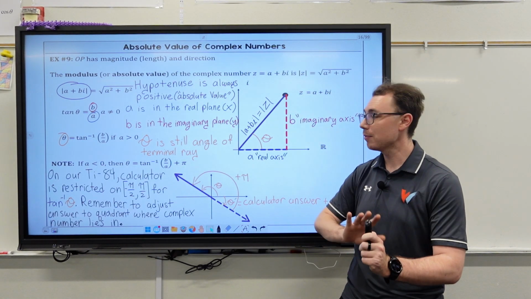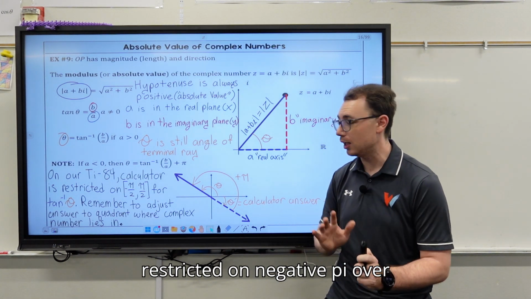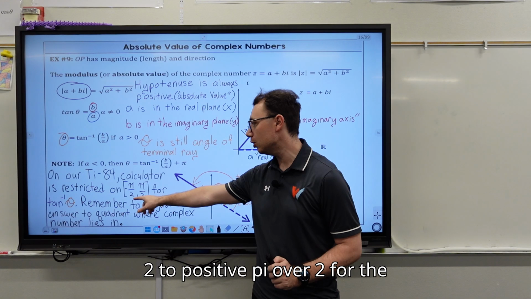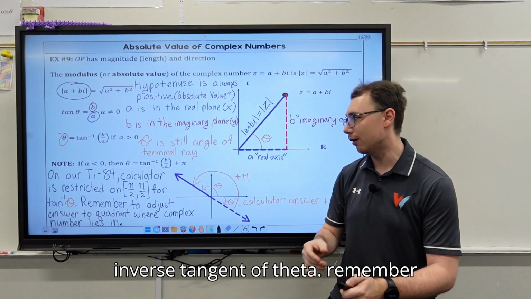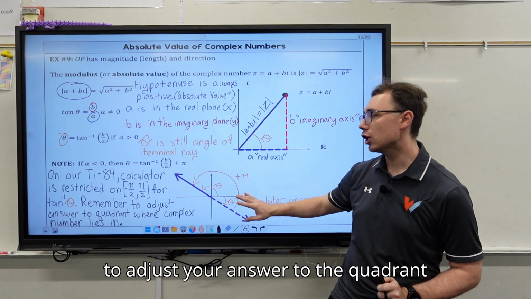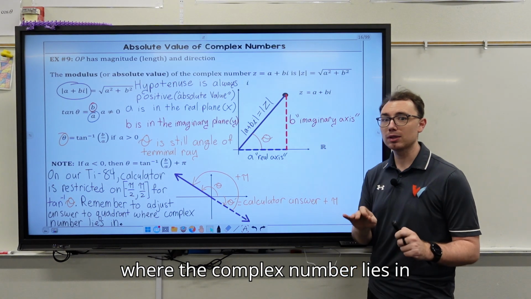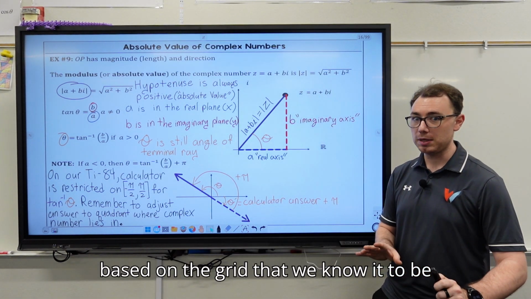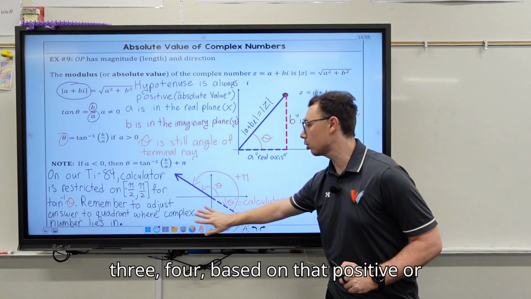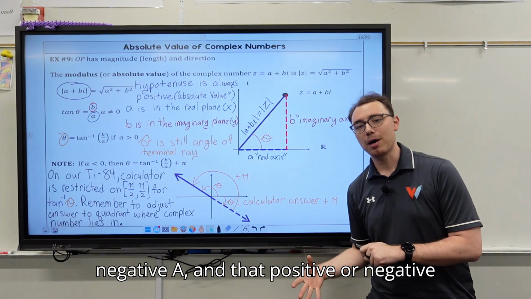Keeping that in mind, on our TI-84, the calculator is restricted from negative pi over 2 to positive pi over 2 for the inverse tangent. Remember to adjust your answer to the quadrant where the complex number lies, based on the grid that we know it to be in. So if it's in quadrant 1, 2, 3, or 4, based on a positive or negative a and a positive or negative b.